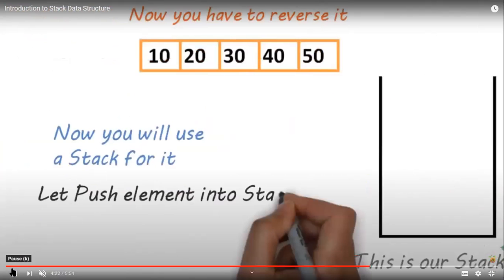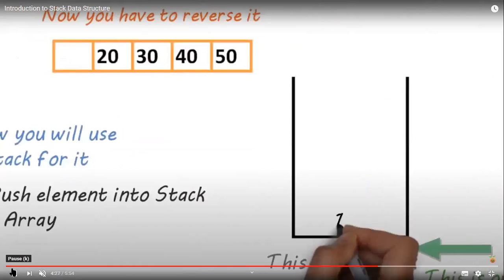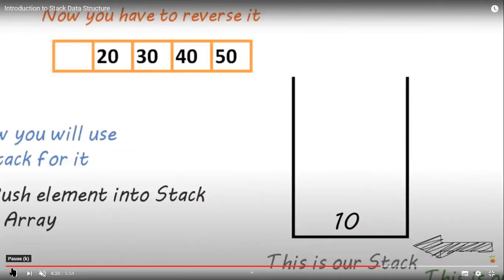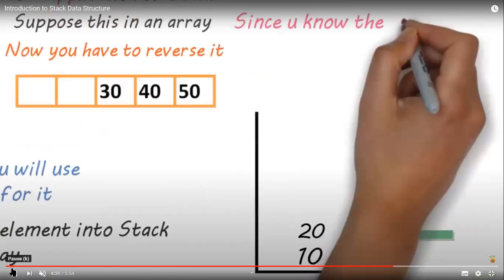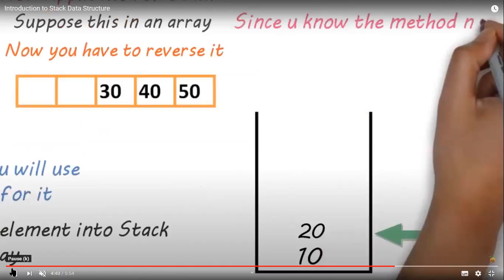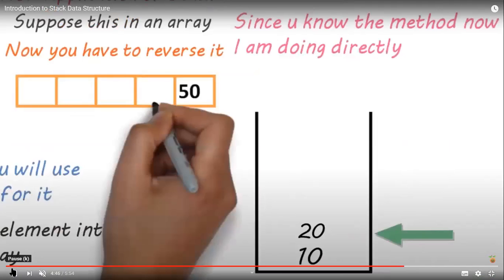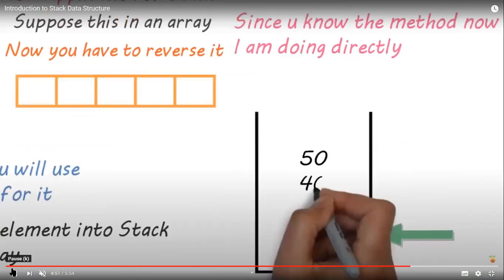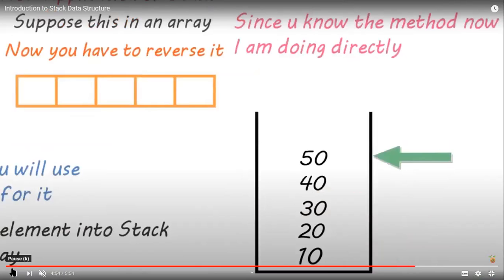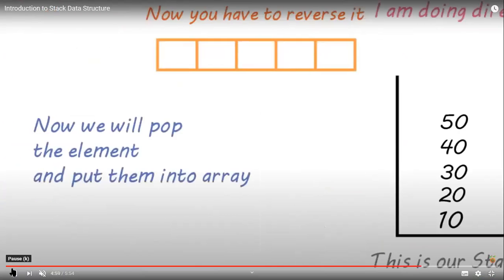So the operation that we are going to perform is a push operation. We are going to place 10, that is the first item, and then we are going to place 20, that is the second item. In that way, we place 30 on top of 20, then 40 on top of 30, and then we place 50 on top of 40. So we have 5 elements. Now the push operation is finished.